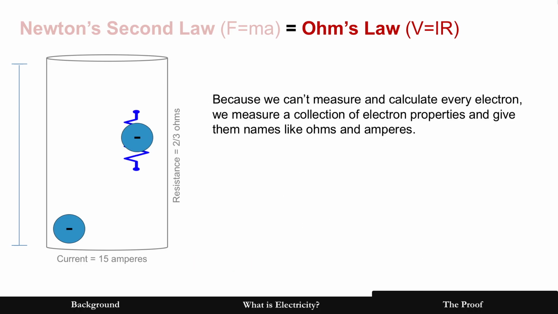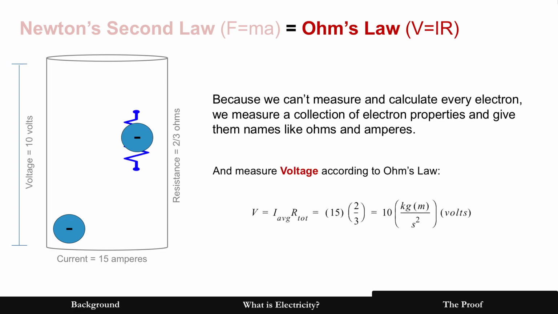Now, because we can't measure and calculate every atom, we measure a collection of electron properties, and we gave them names like ohms and amperes. So in this case, the current is 15 amperes, and the resistance is 2/3 ohms. But again, it's really simple when you think about it in terms of standard SI units. It's a velocity, and it's kilograms over seconds. And we measure voltage according to Ohm's law, right? The voltage is really the average current and the total resistance there. And what do you know? You get back to that same voltage, that force, 10 volts.